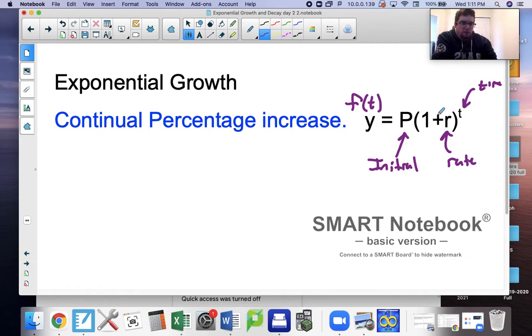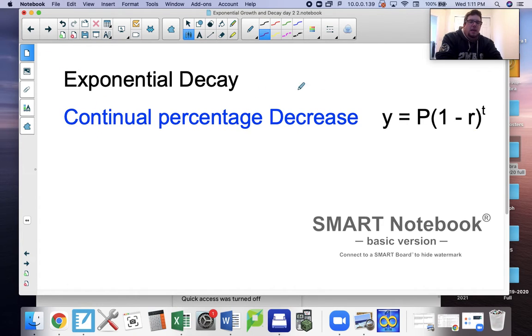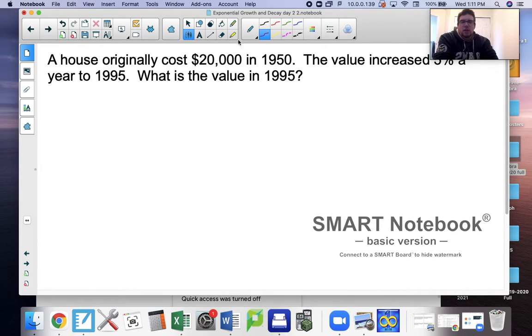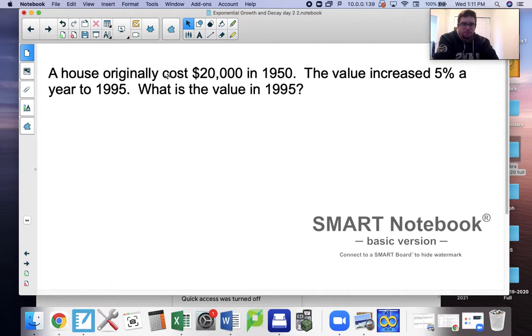With growth, our initial value is added with our rate, while with decay, we subtract the rate. And again, f of t for our decay. So they're almost identical, just one's a plus, one is a minus. So let's take a look at one of our problems here.